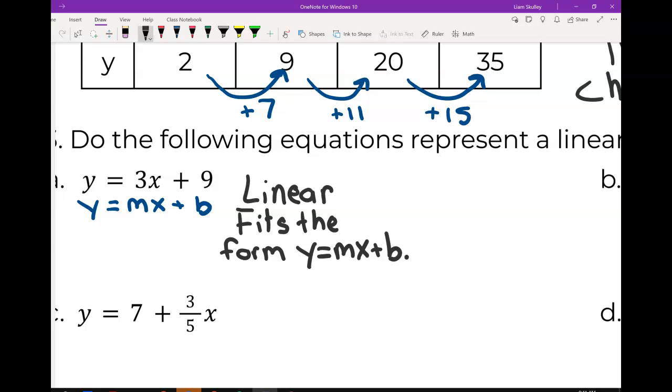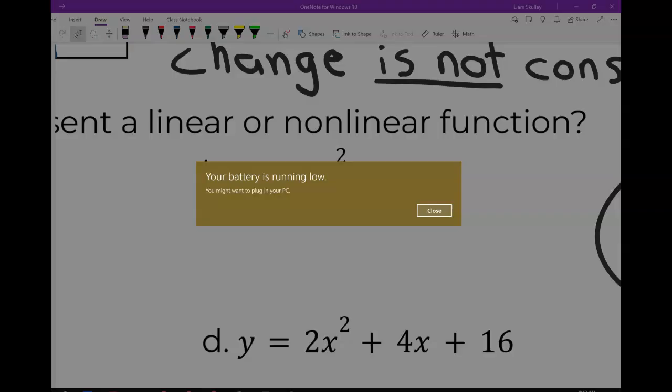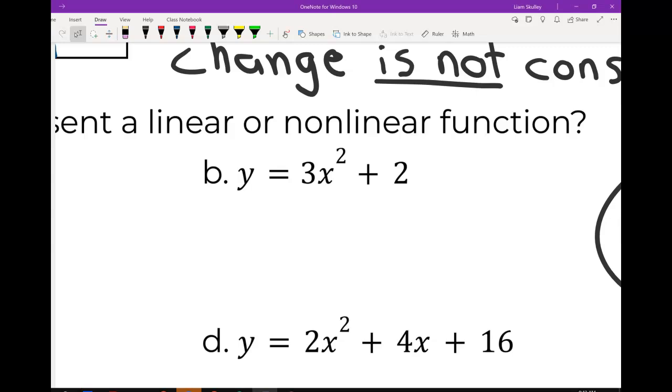Going across to see example B. So this is y is equal to 3x squared plus 2. Does this fit the form? Would this be linear? Why, Luke? You're shaking your head pretty adamantly. The squared. If there's a squared in there, not linear. It's going to have to be, just like I said, just an x. You're never going to see an exponent on there if it's going to be linear.